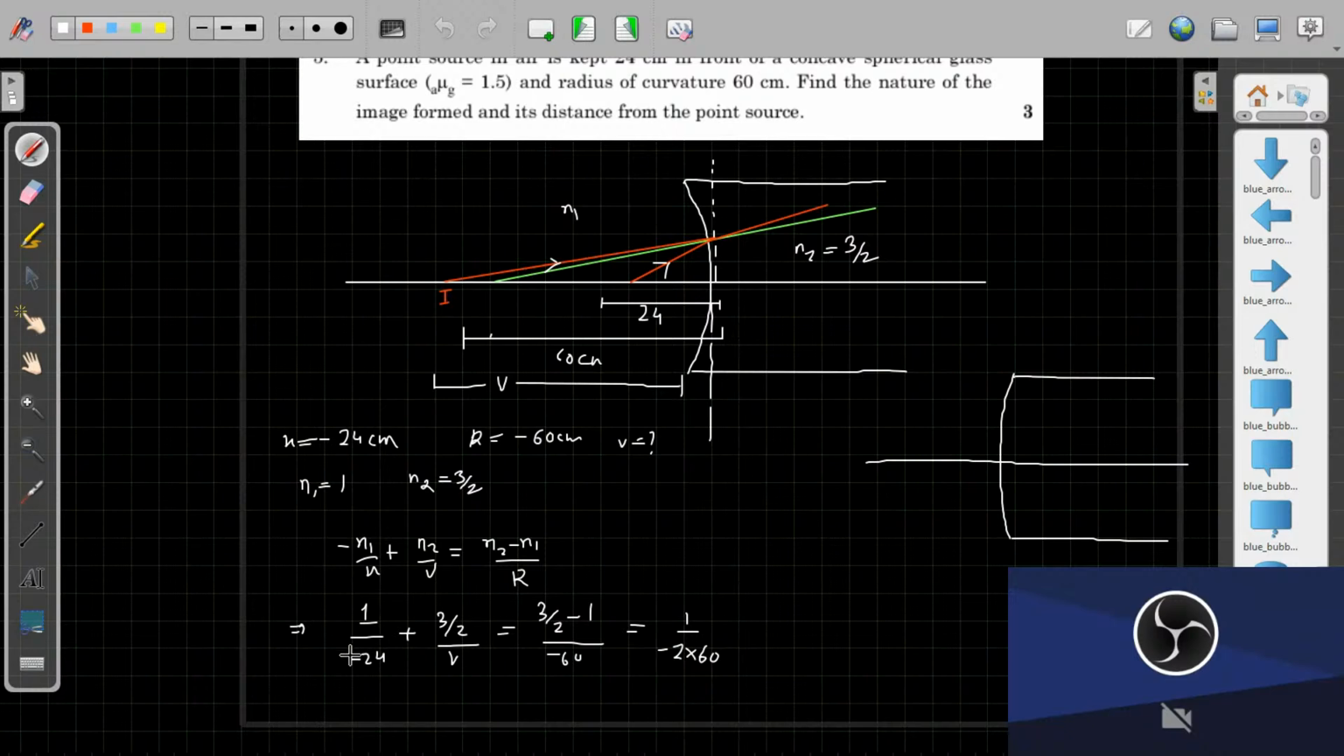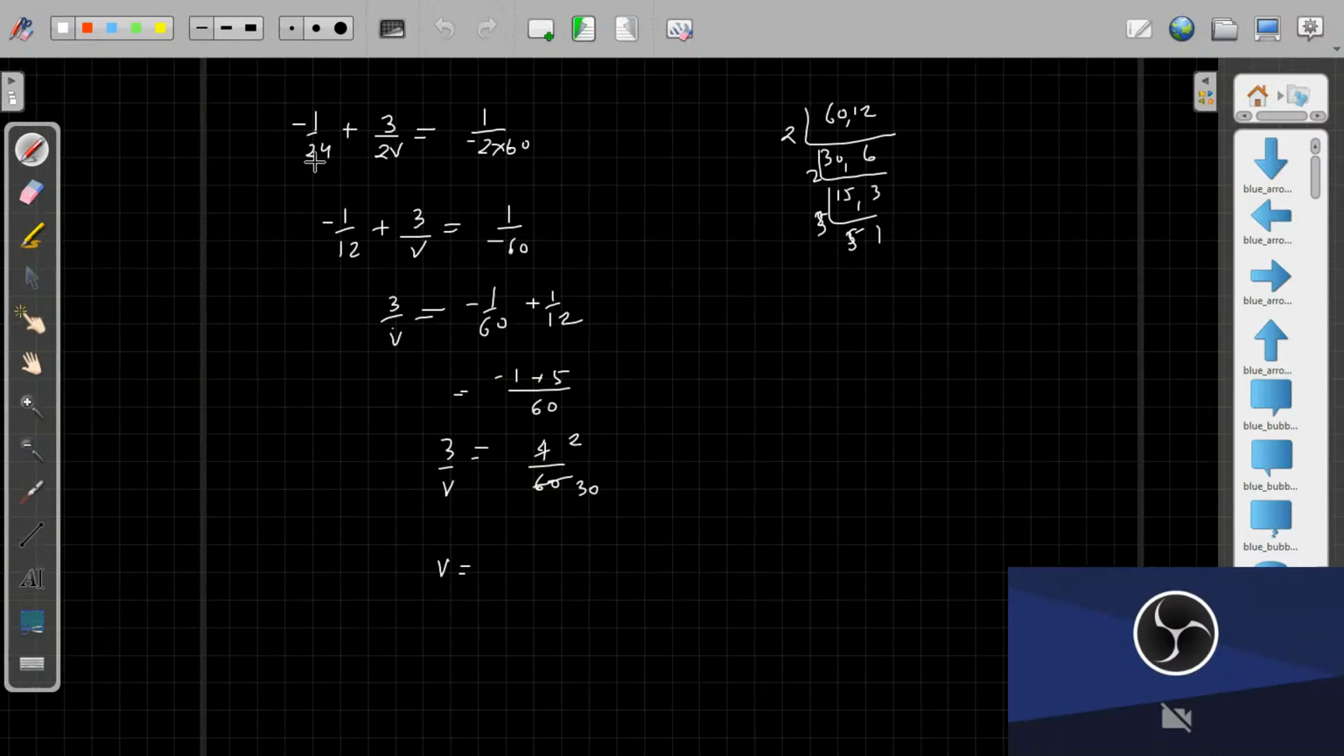Just a minute. Okay, I made a mistake here. It is a minus there. So minus minus will become plus. There's already a minus there, so this one will become plus. So this is plus.